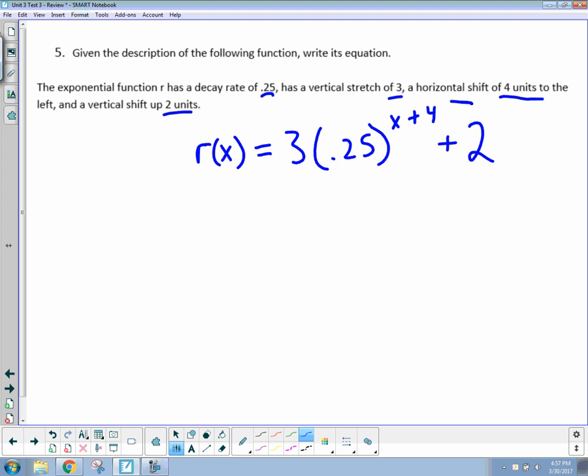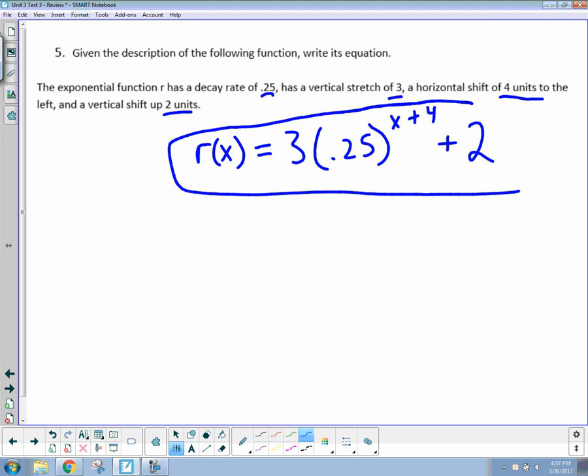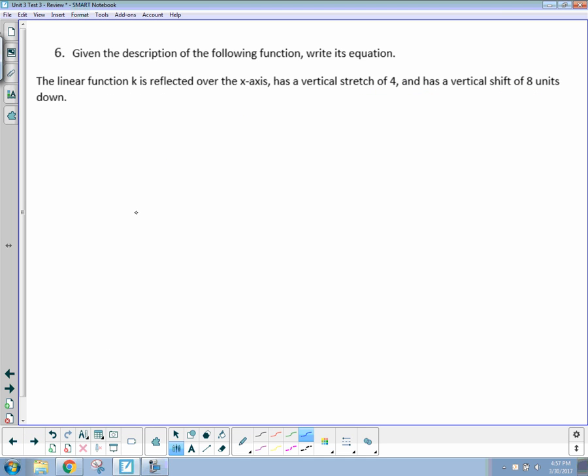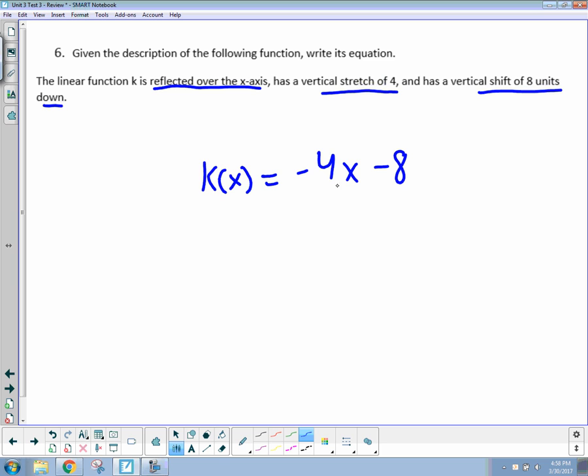Okay, number 6. Given the description of the following function, write its equation. A linear function, k, is reflected over the x-axis, has a vertical stretch of 4, and has a vertical shift of 8 units down. So this one's going to look like k of x equals negative 4x minus 8. Negative because of reflecting. Vertical stretch of 4, here's the 4. Shift down 8, minus 8. Put a box around it. Boom.